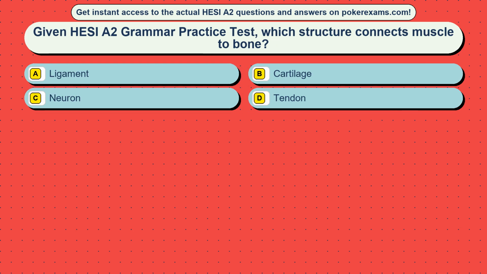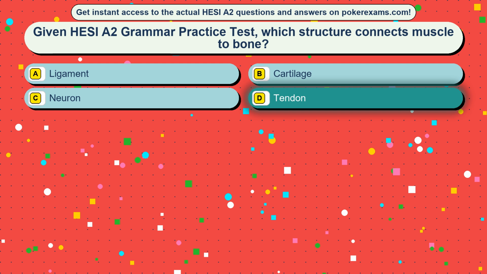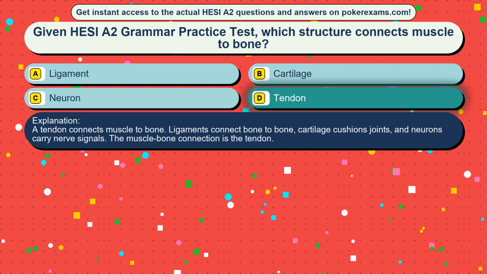Question 18. Given HESI A2 grammar practice test, which structure connects muscle to bone? Option A, ligament, option B, cartilage, option C, neuron, option D, tendon. The correct answer is option D, tendon. A tendon connects muscle to bone, ligaments connect bone to bone, cartilage cushions joints, and neurons carry nerve signals. The muscle-bone connection is the tendon.